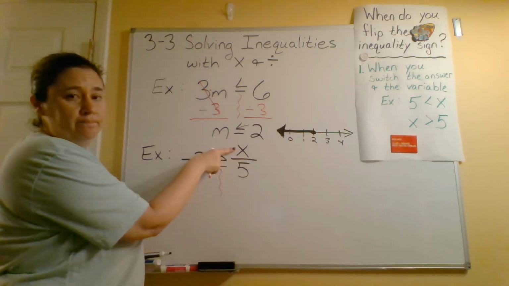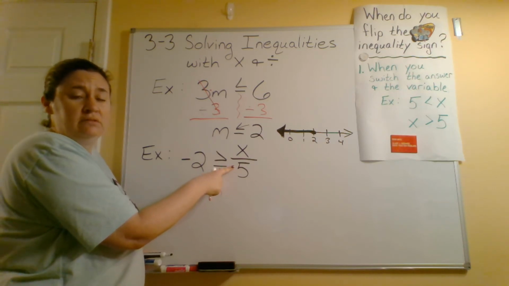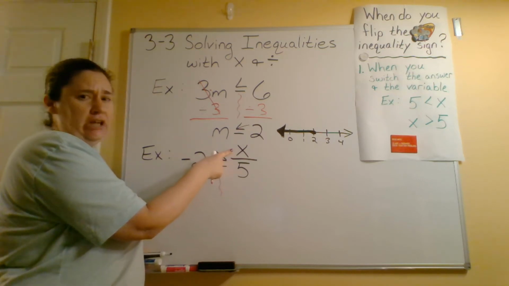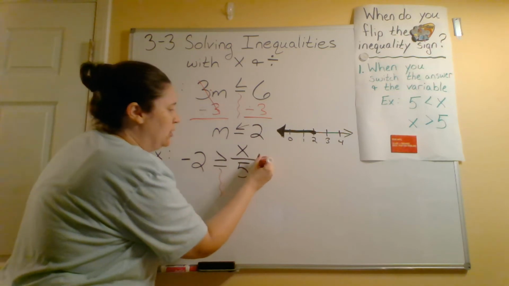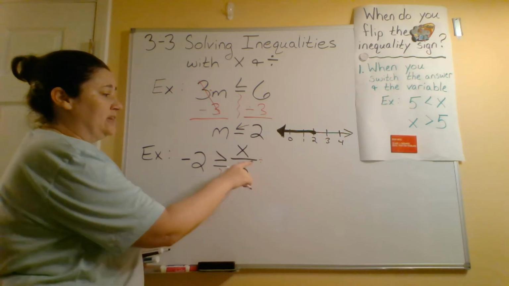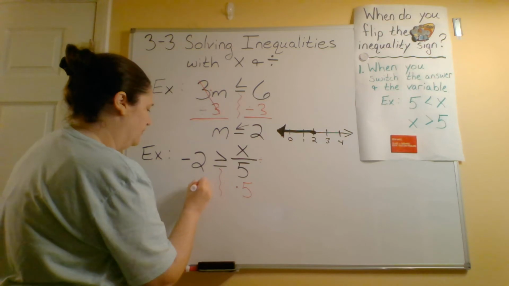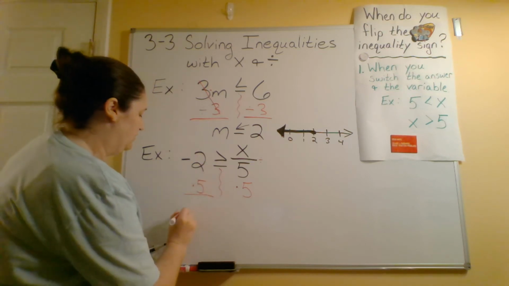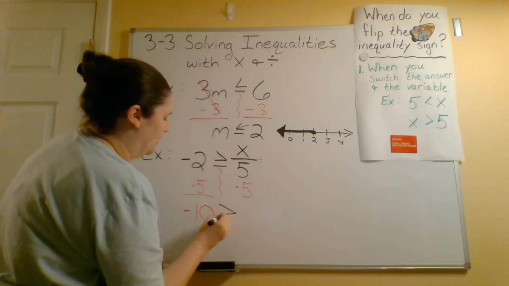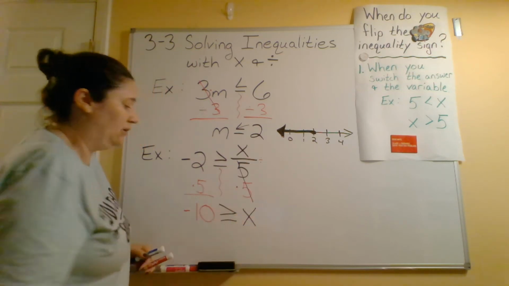Here's my variable. There's a 5 underneath it. What does that mean? Is 5 being subtracted? No, I don't think so either. Is 5 being multiplied by x? No. It's sitting underneath it. Fraction bar means that x is being divided by 5. So I have to do the opposite of divide by 5. I need to multiply both sides by 5. -2 times 5 is -10. And then I put this sign between them, greater than or equal to. These 5's will cross off, and I have x all by itself.